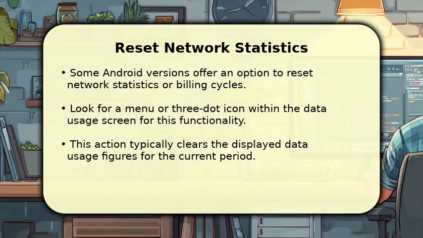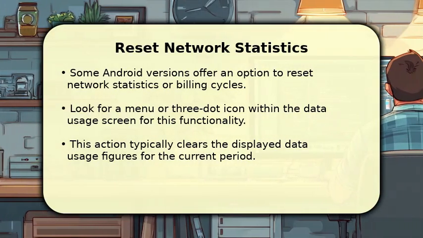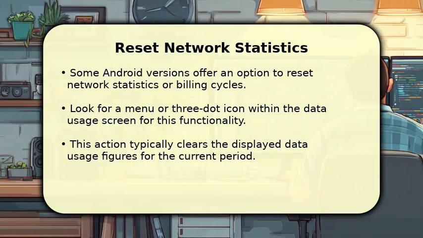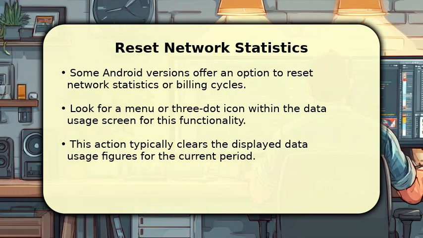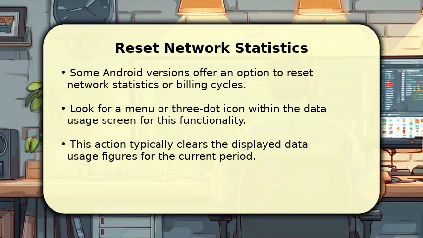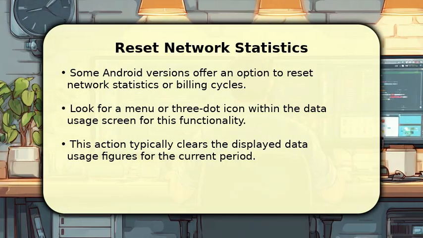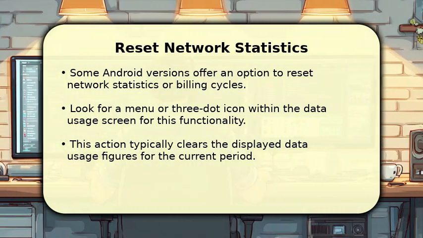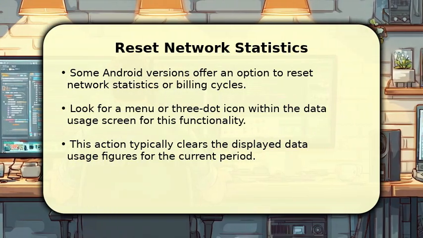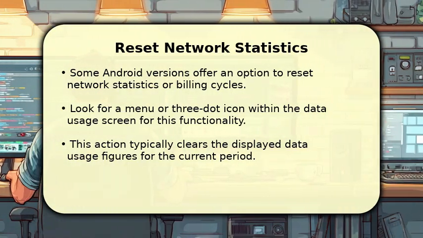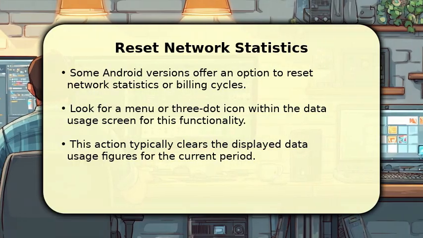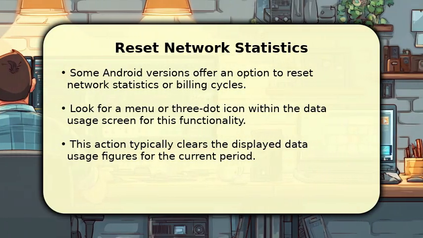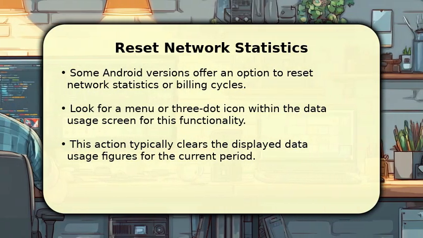Depending on your Android version, you might have an option to reset your network statistics entirely. This is often found by tapping a menu icon, usually 3 dots, within the data usage screen. Look for an option like Reset Statistics or Billing Cycle. Selecting this can clear the displayed data usage figures for your current period, giving you a fresh start. Remember, this only affects the local display on your phone.